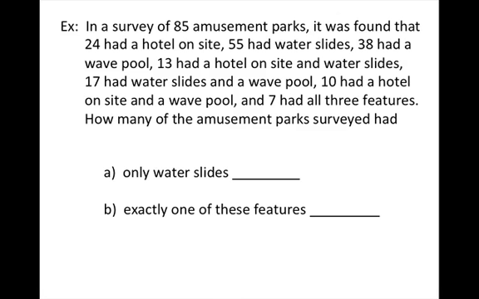Let's look at our next example. In a survey of 85 amusement parks, it was found that 25 had a hotel on site, 55 had water slides, and 38 had a wave pool. 13 had a hotel on site and water slides, 17 had water slides and a wave pool, 10 had a hotel on site and a wave pool, and 7 had all 3 features. So I want to know how many amusement parks surveyed had only water slides and how many had exactly one of these features.